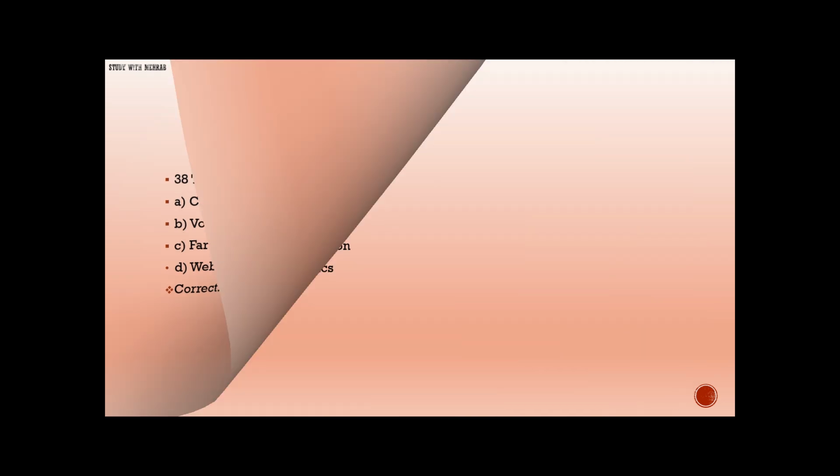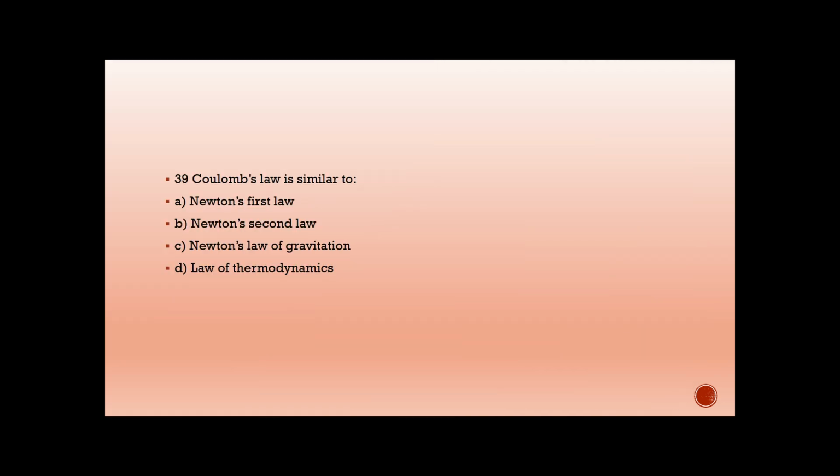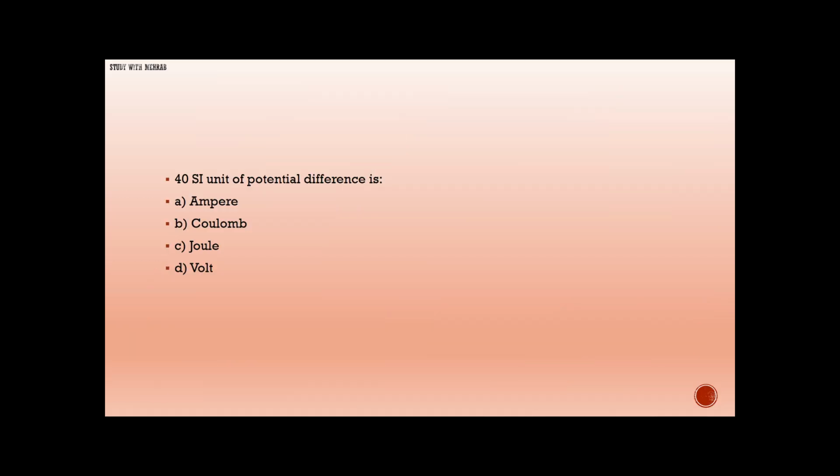The unit of capacitance is coulomb, volt, farad, Weber. So the answer is farad. A capacitor stores charge per unit potential difference. So the next is Coulomb's law is similar to Newton's first law, Newton's second law, Newton's law of gravity, law of thermodynamics. So the answer is Newton's law of gravitation. Both are inverse square laws of force. So the next is SI unit of potential difference is ampere, coulomb, joule, volt. So the answer is volt. Potential difference is equal to work done per unit charge.